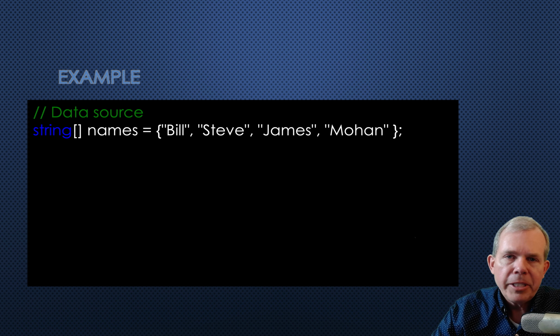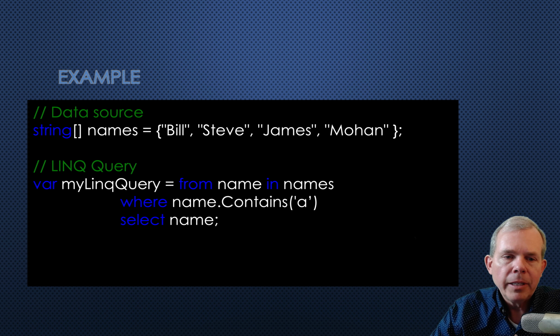So let's start with a very simple data source, not even a database. Let's just give it a list of strings. So we have some people's names. A LINQ query could look like this, such as we want to show all of the people who have a letter A in their name. So as you can see, it looks kind of like a SQL query. It's not SQL though, it's LINQ.